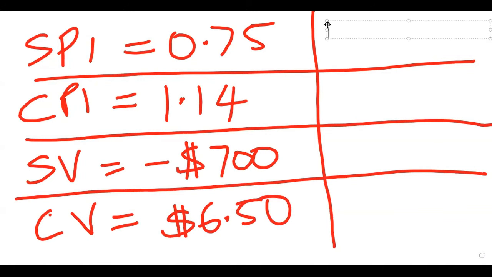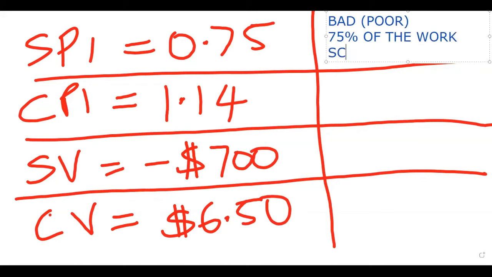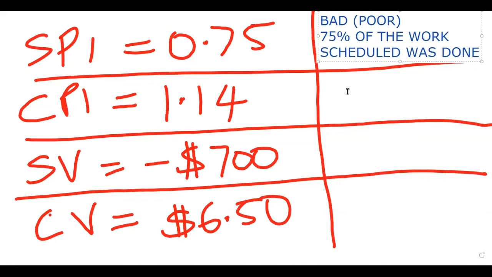For the very first one, this is bad, right? Poor performance. And what this means is you're only getting 75% of the work scheduled. 75% of the work scheduled was done. No boss is going to smile at you with that one because you're late. You're not necessarily over budget at this point. We don't know that. But what we do know from an SPI is in terms of schedule. So you are behind schedule. That's really what it means, right? So you are behind schedule.